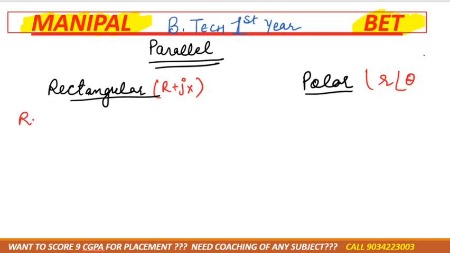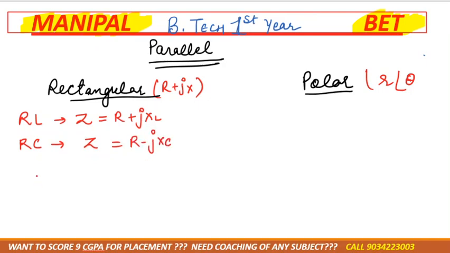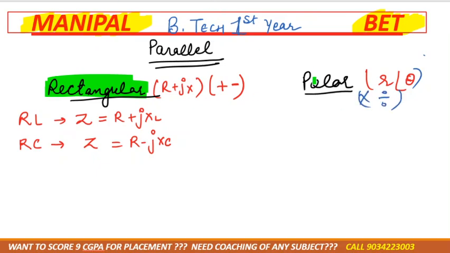Okay, if you have an RL component, then impedance Z is in the form of R plus jXL, and if you have RC, then impedance is in the form of R minus jXC. If you want to do addition and subtraction, that is possible in rectangular form, and if you want to do multiplication and division, that is possible in polar form.